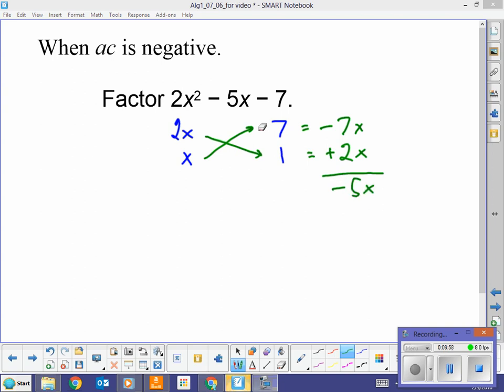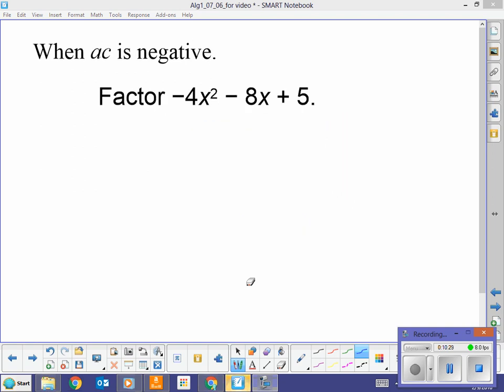That means this number has to be negative. X times negative 7, negative 7x. This one has to be positive. 2x times positive 1 is a positive 2x. Okay, so in this case, I'm going to have 2x minus 7 times x plus 1. Okay, like I said, once you get used to this, it's going to be a little bit easier for you.